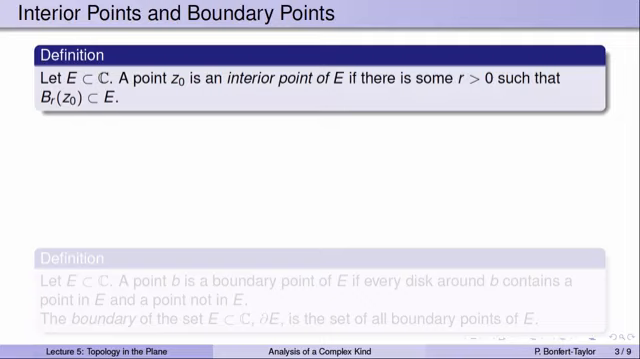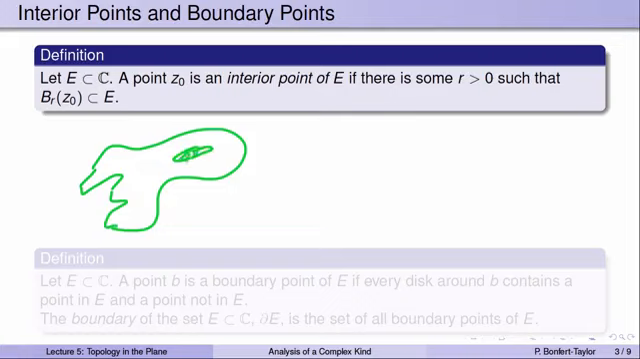We need some more definitions. Suppose we're given a set E, so some set. Maybe it looks like this, maybe it has a hole, who knows. We say an interior point of E is a point like this, point z0, such that there exists some r such that the disk of radius r centered at z0 is entirely contained in E. So I can draw a little disk around this point, and it still fits entirely into the set E.